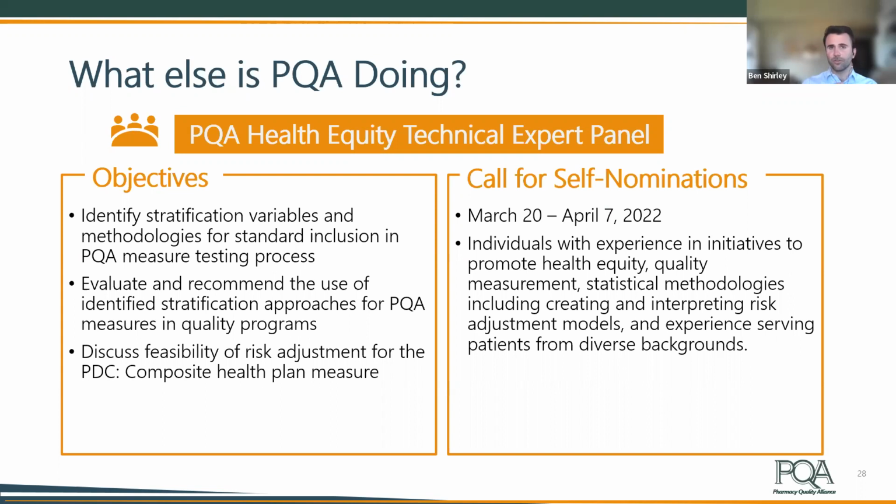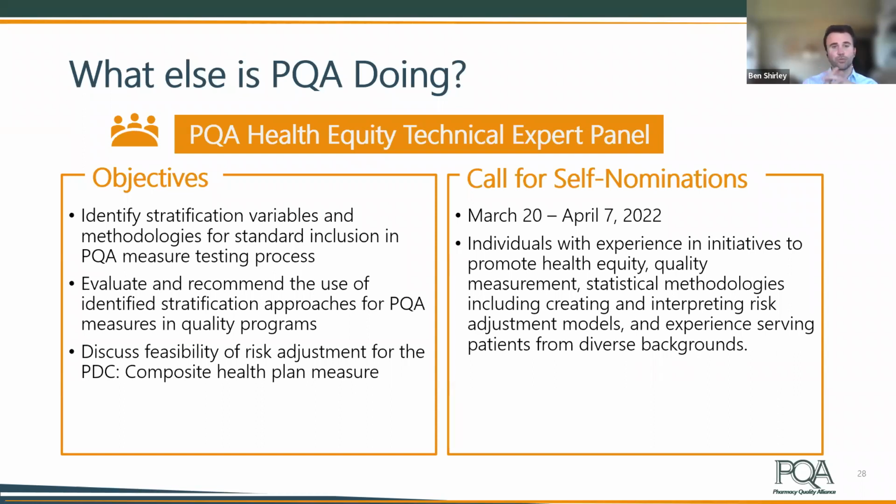We do test for various variables now, but a unified standard approach that reflects the right subpopulations to look at the right time will be a really helpful stepping stone for us to understand how our measures perform in different subpopulations of interest, especially when those subpopulations might be more vulnerable than others. And then going beyond testing, the group will also evaluate and recommend the use of those identified stratification approaches for PQA measures in quality programs.